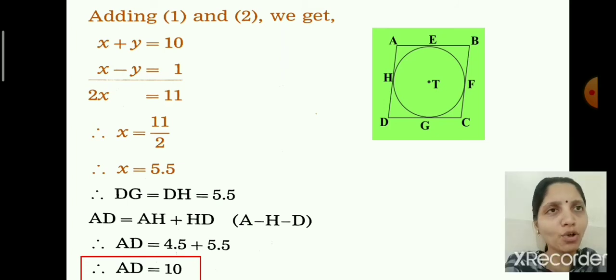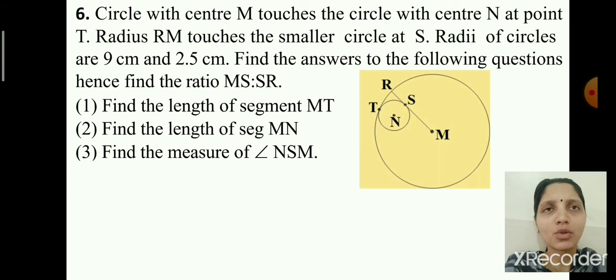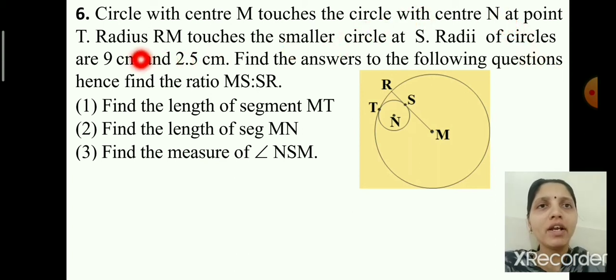Now let's move on to the next question. Sixth one. Circle with center M touches the circle with center N at point T. Radius RM touches the smaller circle at S. Radius of circles are 9 cm and 2.5 cm. Find the answer to the following questions. Hence find the ratio MS is to SR.